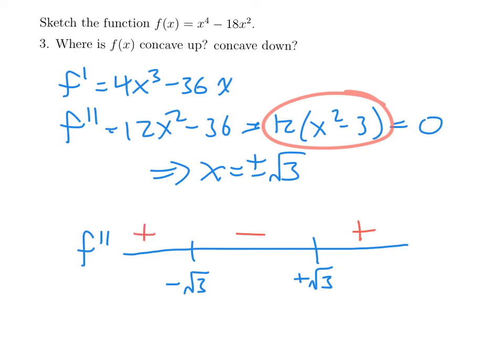And down there it's positive, which of course means that the function is concave up when the second derivative is positive, concave down when the second derivative is negative, and concave up when the second derivative is positive.